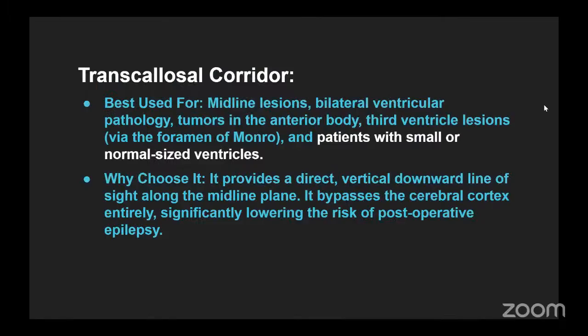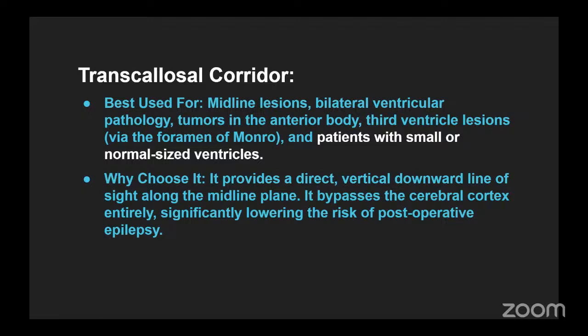So when do we use transcallosal? Do we have a volunteer? Midline bilateral lesions, ma'am. That's right. If there is a bilateral lesion, if there's a midline lesion, and especially in the body, the anterior portion of the body, and even some of the third ventricle lesions, they are accessible via the transcallosal corridor.